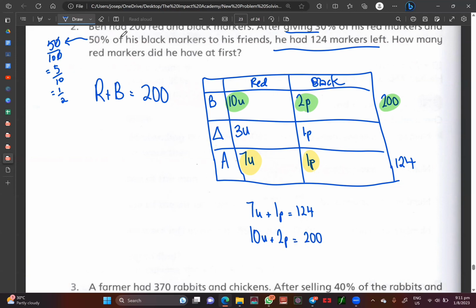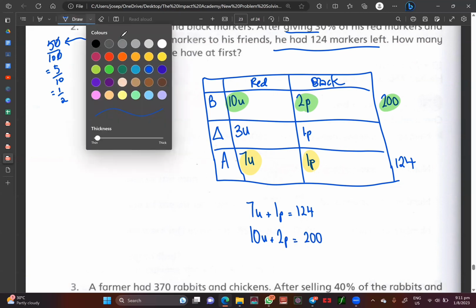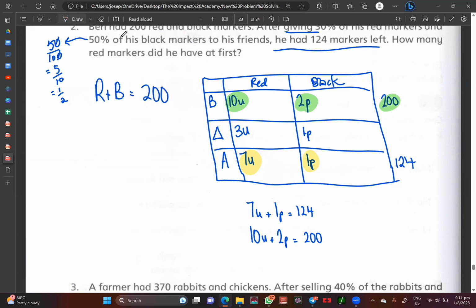Now what do we want to do? We always want to make either the parts or the units the same. But my encouragement to all of you who are watching this video is always to make the parts the same. So we times 2 to this, we times 2 to this, we times 2 to this. So what happens is that you get 14 units plus 2 parts is equal to 124 times 2, you get 248. Whereas for the first equation, you get 10 units plus 2 parts is equal to 200.